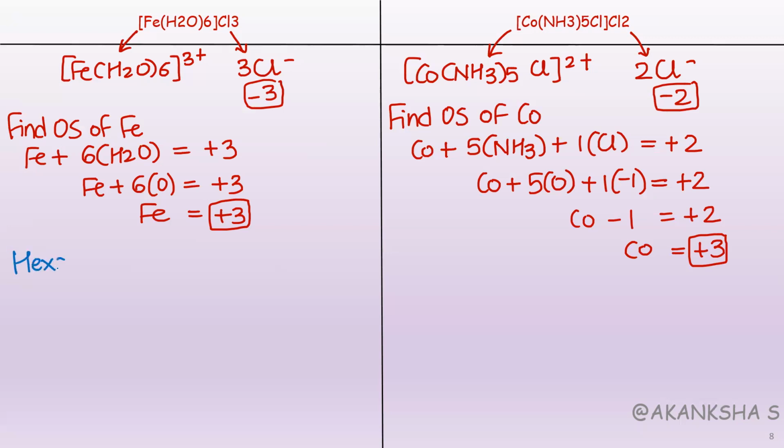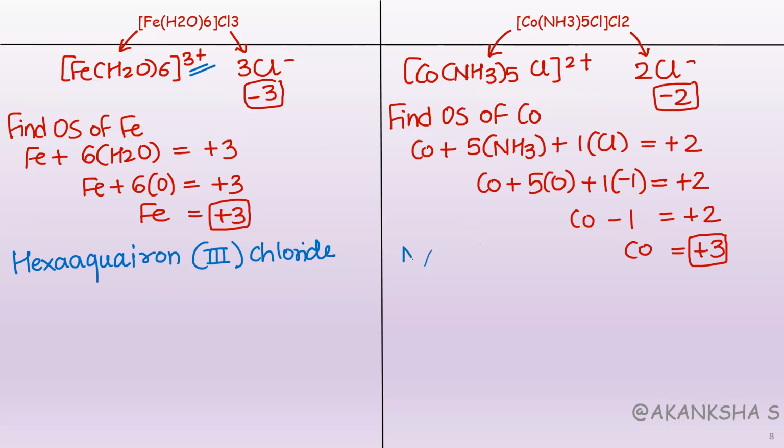Hexa. What is that? Aqua, right? H2O is aqua. Again, +3. So we keep iron as it is. No need to form ferrate. Iron 3 chloride. It's a suffix anion, so it should always be named at the end.